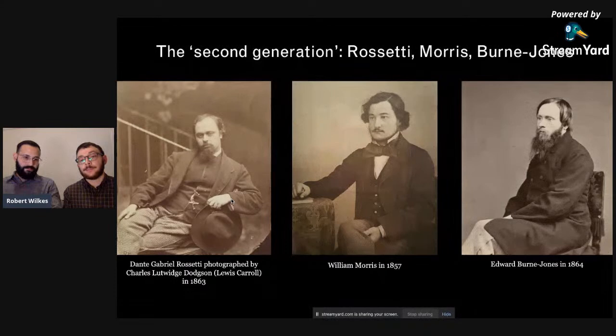But they attracted new followers in the late 1850s. And perhaps the best known of these are William Morris and Edward Burne-Jones.